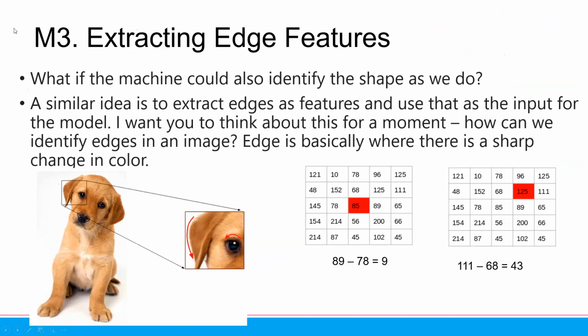So we can make the edges. We can extract edges as features and use that as the input for the model. We just try to extract the edge lines like this one. And then if the shape of these edges is similar to a dog or puppy, then we can say that this picture is a dog picture.